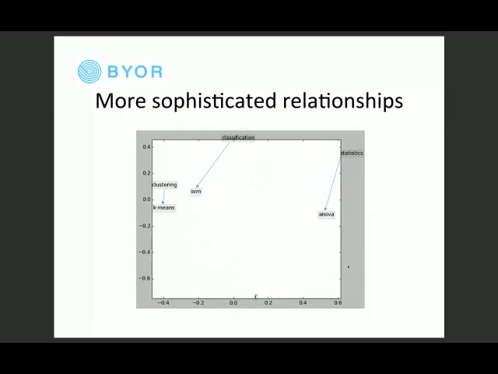Another example of how we use the vectors: you can see that the words on either side of three somewhat parallel vectors share similar relationships to each other. K-means, SVM, ANOVA, they are the methodologies of clustering, classification, and statistics. So more sophisticated relationships are encoded in this way.